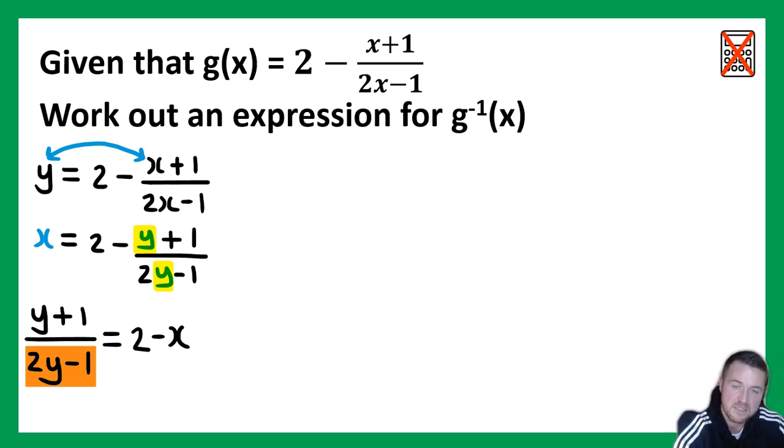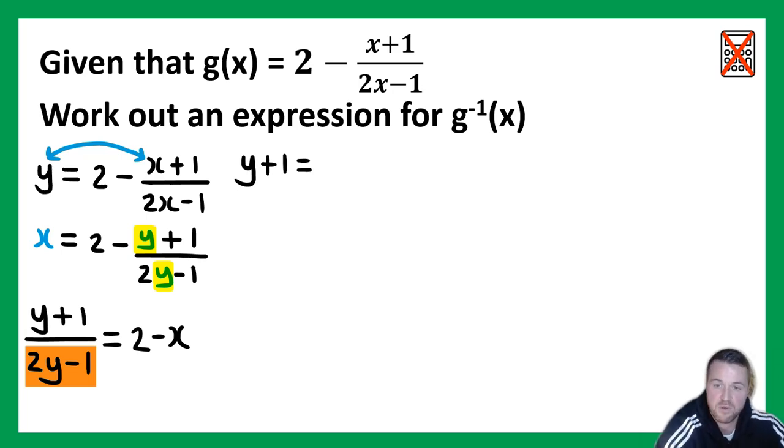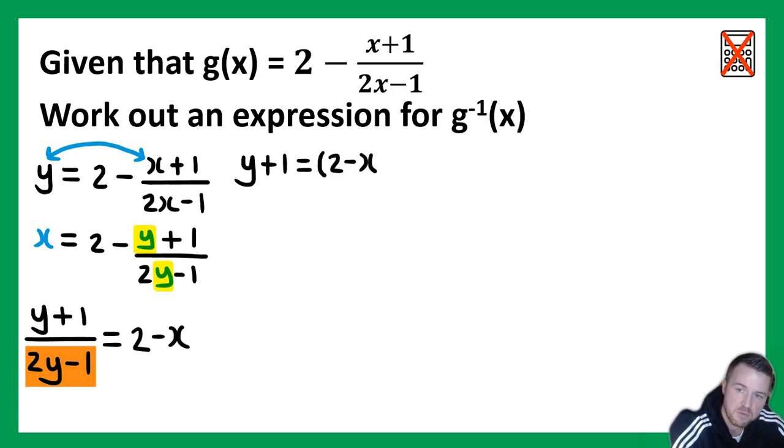If the letter that you're making the subject appears as the denominator, you'll have to multiply through by this denominator. The left-hand side will be left with y plus 1, and since I'm multiplying the right-hand side by 2y minus 1, there's 2 terms here being multiplied by another 2 terms, so I'll need to use double brackets to represent this.